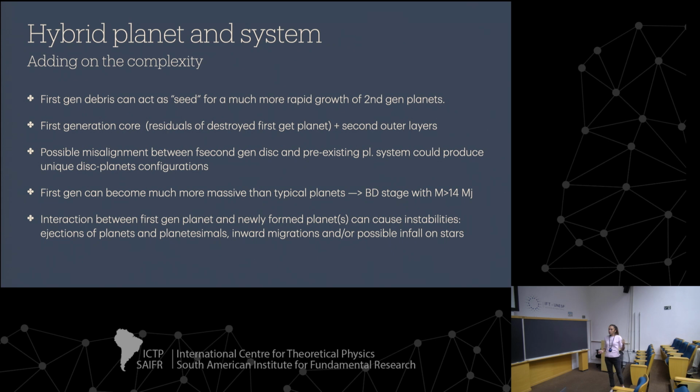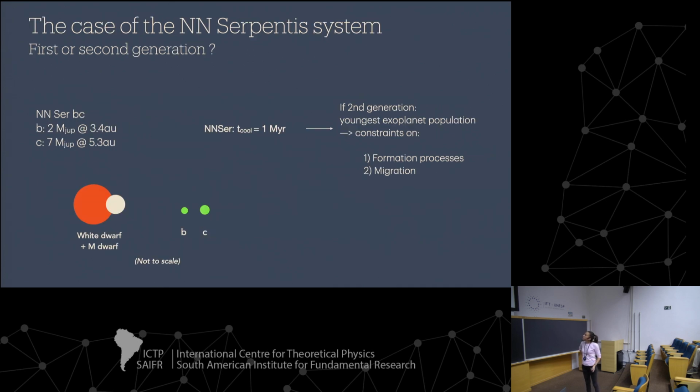Right. And then you might have, again, a first generation planet which is interacting with the second generation planet that is forming in the disk. So in that case, it will cause instability because, of course, everyone was happy in their own orbit before, and then all of a sudden they have been combined together. And you can have inward migration and collision with the stars or ejection of the planets. Yeah, so I already mentioned this.